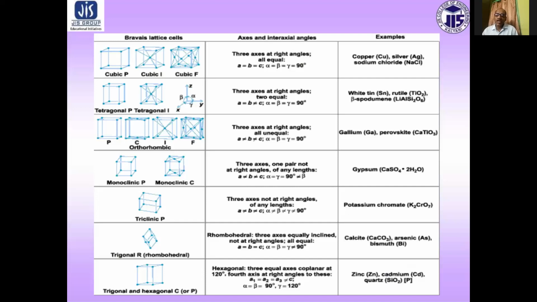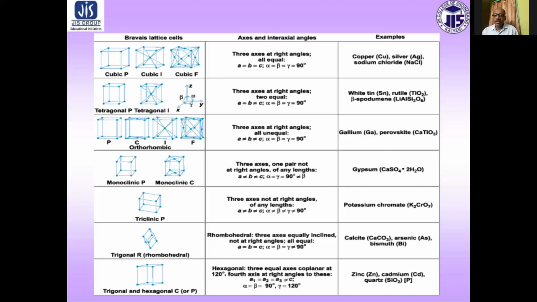Trigonal, denoted as R. These axes are equally inclined, not at right angles, and all equal. The axes A, B, C are equal, and their adjacent angles are equal, and one angle is not at 90 degrees. Calcium carbonate or calcite, arsenic, and bismuth have this type of structure.